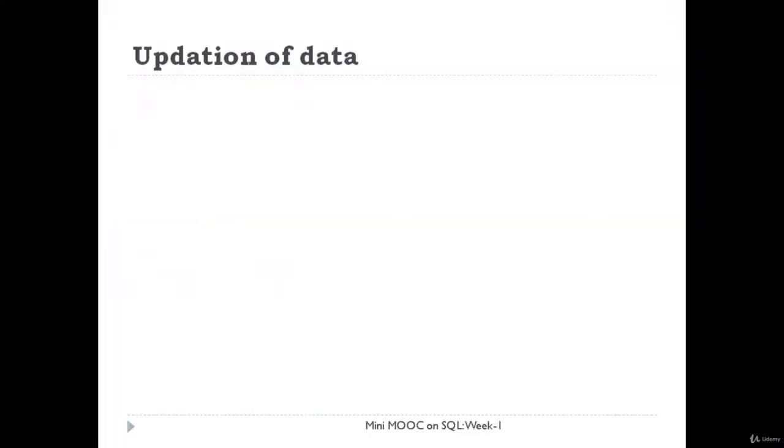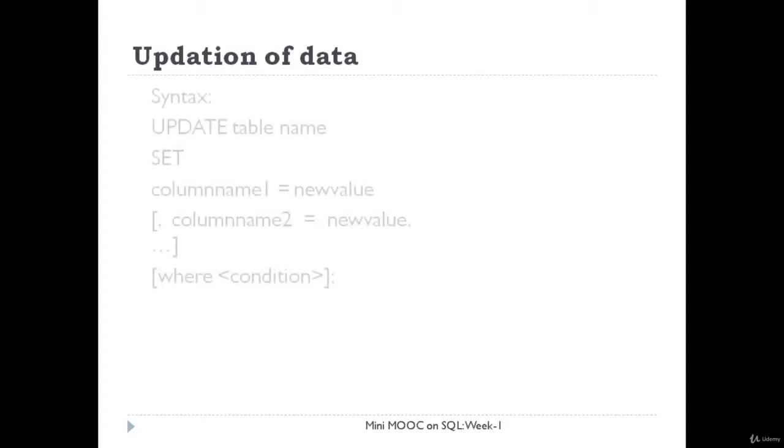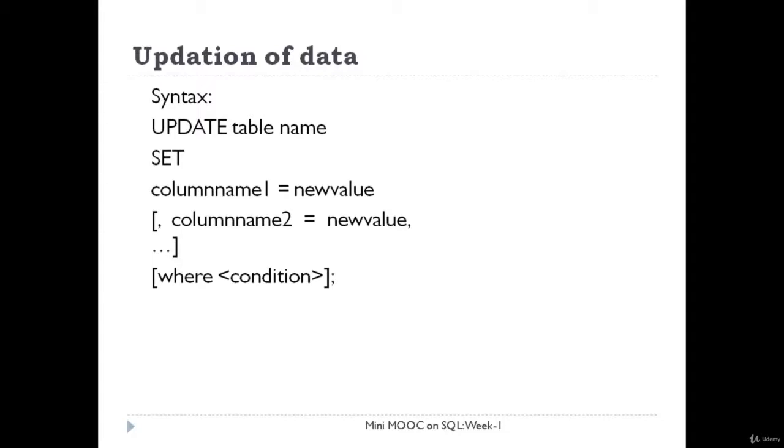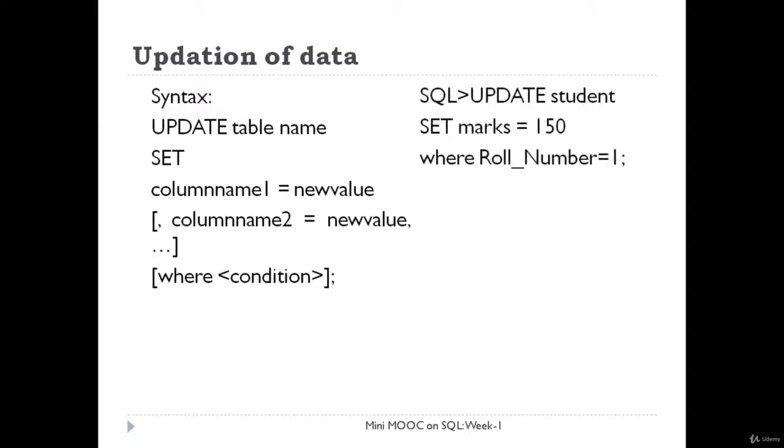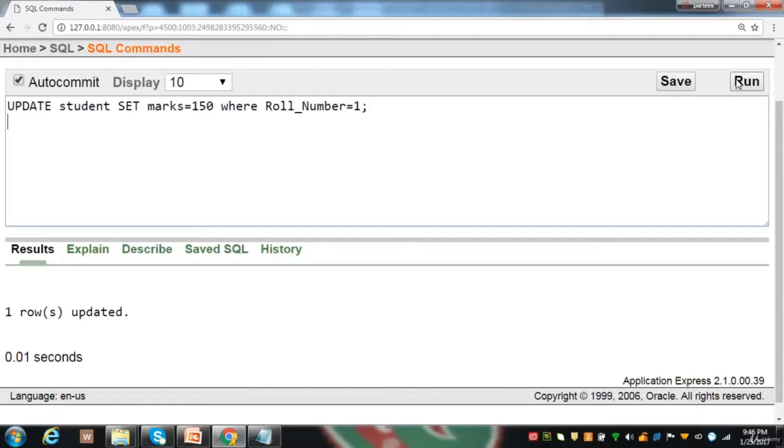Sometimes after insertion of data, there is a need to make modifications in data. For this, we have to use the update statement and its syntax is update table name, set column name 1 equal to new value and so on. We can also use the where clause to limit the operation to specific rows only. To change the marks of row number 1 to 150, we can use this statement. Let us execute this statement. It shows one record has been updated successfully.